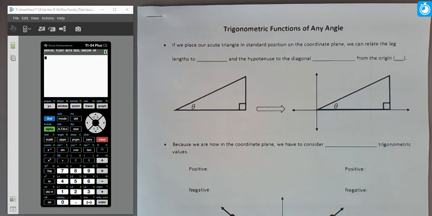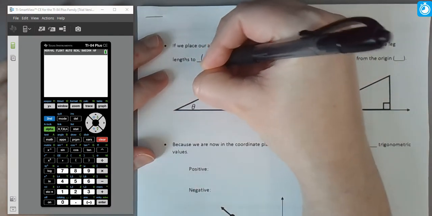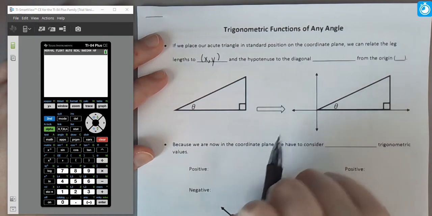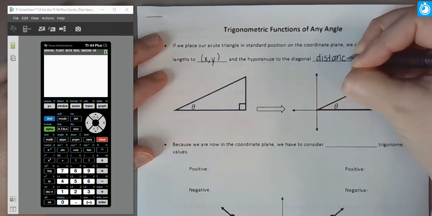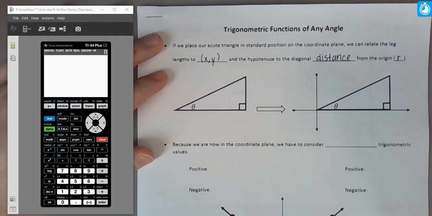In order to deal with angles other than ones that we would get just by drawing a right triangle, we're going to put our right triangle into the coordinate plane. What we know about the 6 trigonometric ratios is all going to be consistent with what we're going to do here. But the fundamental thing that's going to change is that now our side lengths potentially will not all be positive numbers. Based on where we put our triangle in the coordinate plane, we're now using coordinates to represent our side lengths. Specifically, the leg lengths of our triangle will be related to the xy coordinates, and the hypotenuse we're going to relate to the diagonal distance from the origin, and we're going to call that distance r, and we'll see why a little bit later.